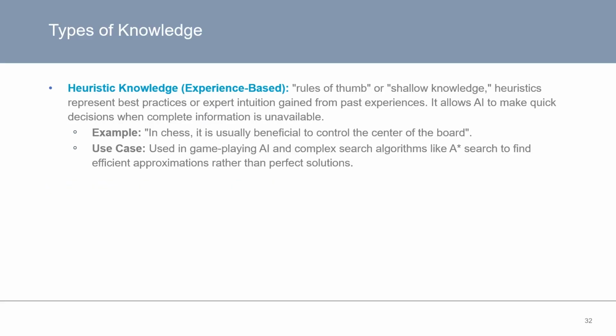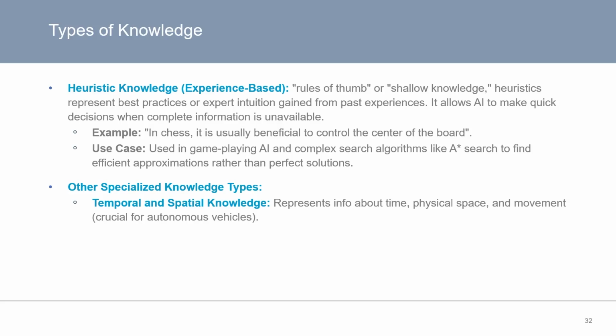Also, there's heuristic knowledge, or experience-based knowledge. This includes rules of thumb, or what could be referred to as shallow knowledge. Here, heuristics represent basic best practices or expert intuition gained from past experiences. It allows artificial intelligence to make quick decisions when complete information is unavailable. One example from the game of chess is that it's usually beneficial to control the center of the board. And a use case might be in artificial intelligence game playing, AI, and complex search algorithms like the A-star search, used to find efficient approximations rather than perfect solutions.